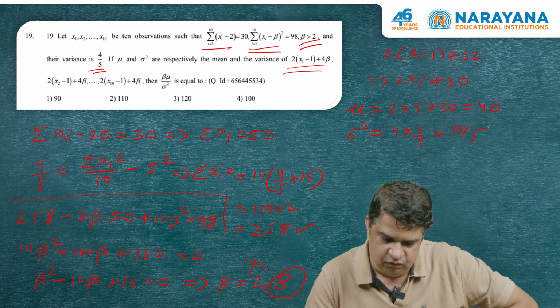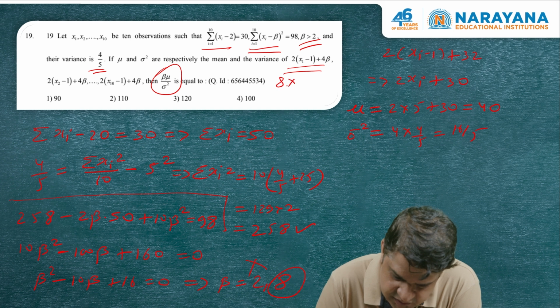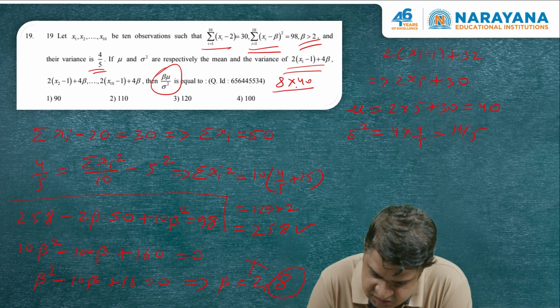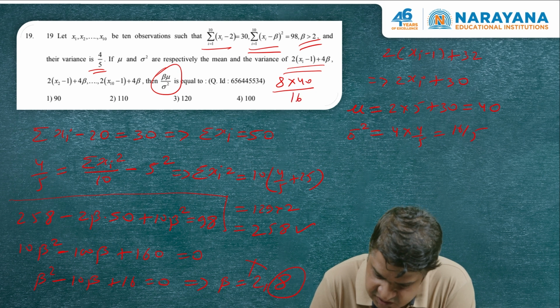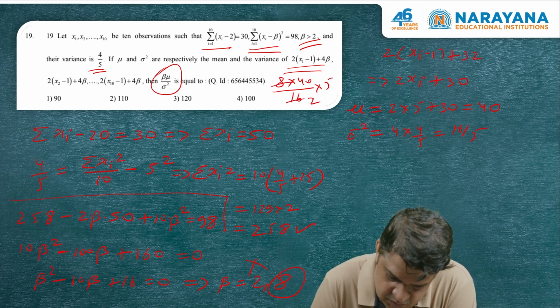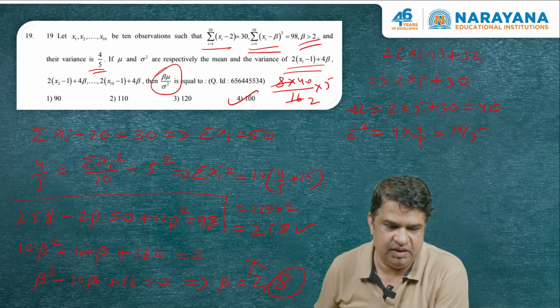Now, we need the value of what? This. So, let us calculate beta is 8 into mu is 40 divided by variance, that is 16 by 5. So, it is 100. So, our answer will become 100.